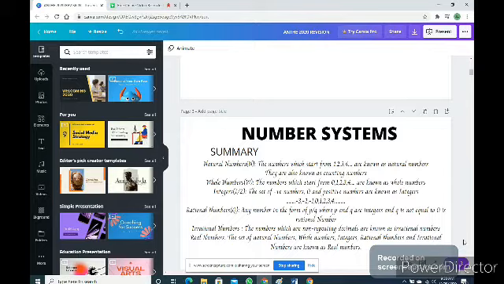Whole numbers: when we add 0 to the set of natural numbers, it is known as whole numbers. It is denoted by the letter W. Integers: the set of negative numbers added to the set of whole numbers are known as integers. Rational number: any number in the form p by q, where p and q are integers and q is not equal to 0, is known as a rational number.